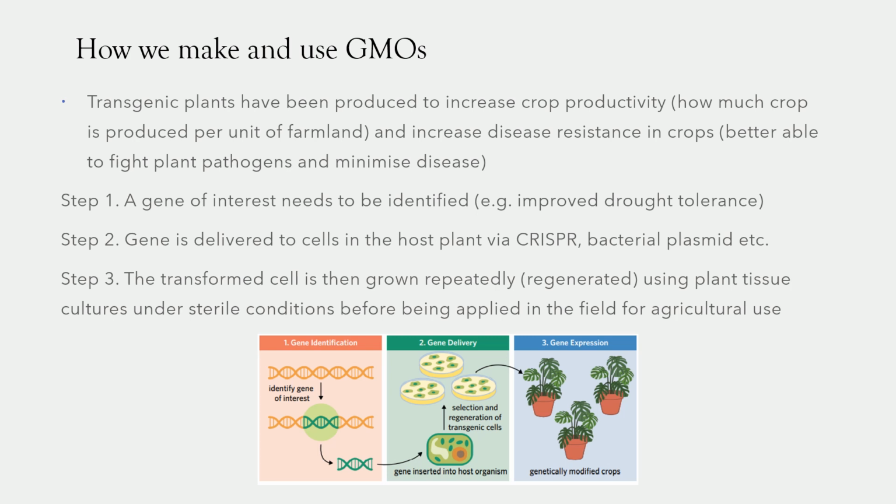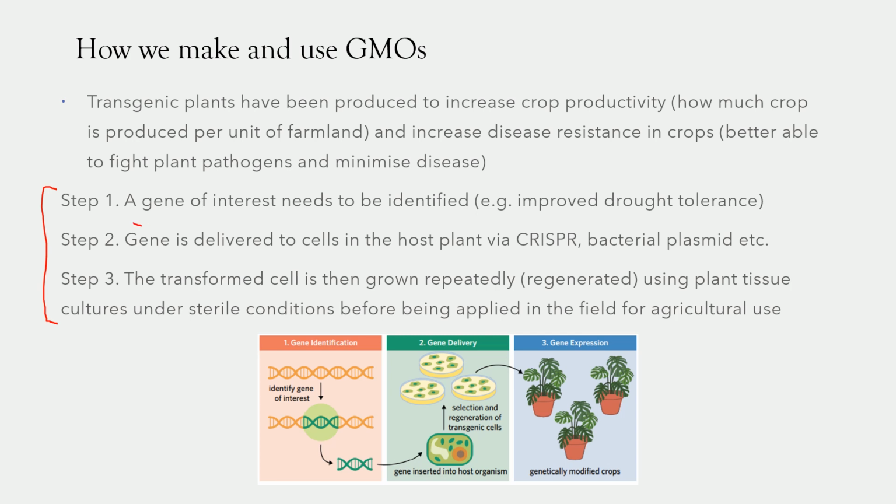So how do we make GMOs? We've sort of been learning this along the way. So transgenic plants specifically have been produced to increase productivity, increase disease resistance. There's so many different ways that we can change a species to make it into a genetically modified organism and improve its productivity or whatever. So we've been through this, okay? We know how we can make GMOs. There's lots of different ways.